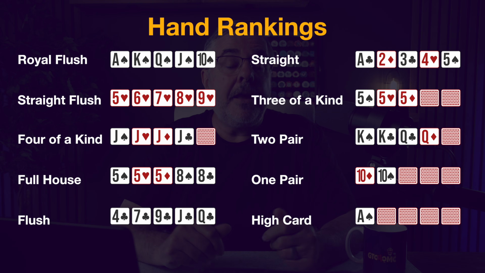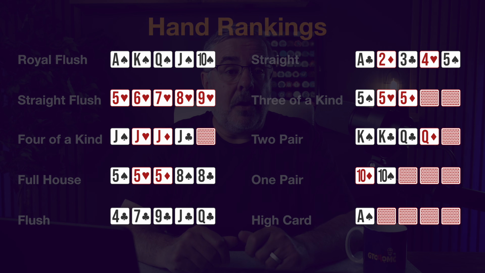So here's the full ranking again. Royal flush, straight flush, 4 of a kind, full house, flush, straight, 3 of a kind, 2 pair, 1 pair, high card. Now I've provided the probability of hitting those hands by the river to provide a sense of why the hands are ranked where they are. But remember, the 5 community cards heavily influence the likelihood of these hands.